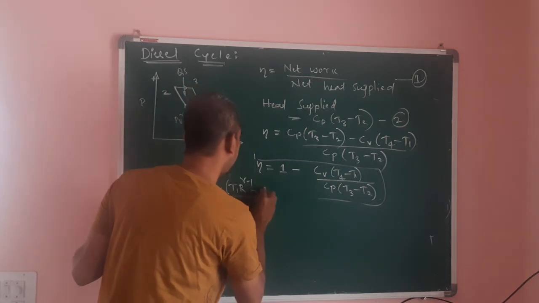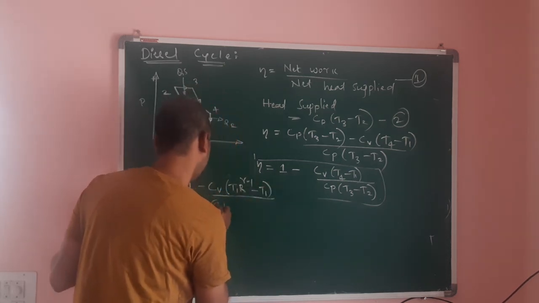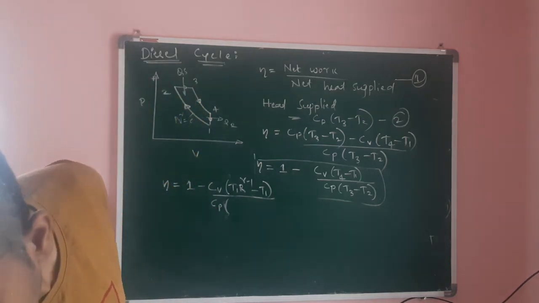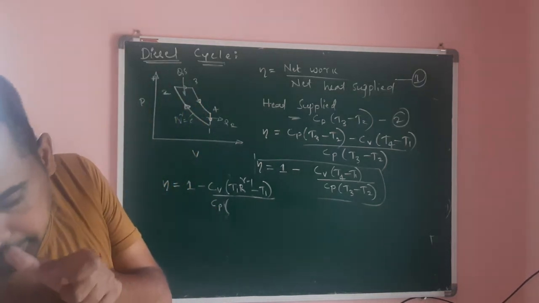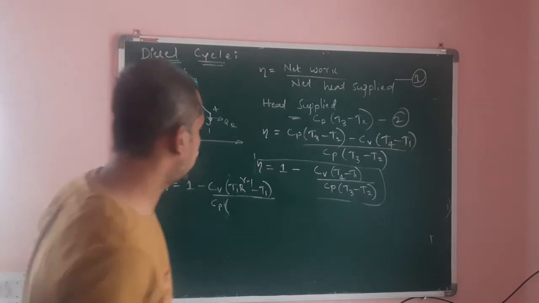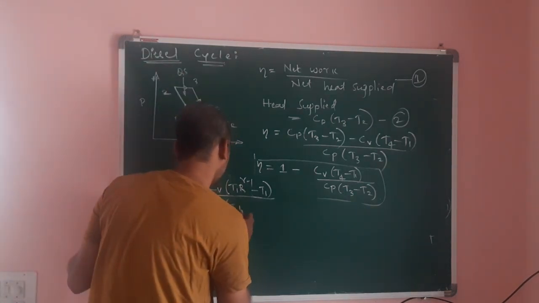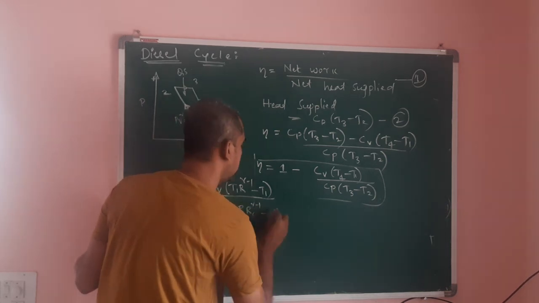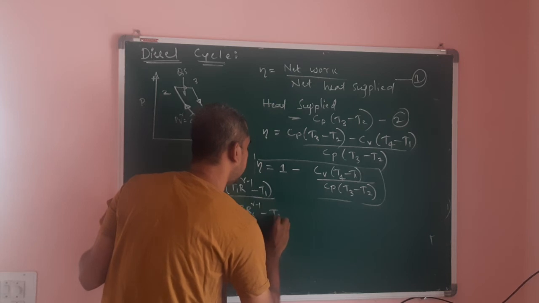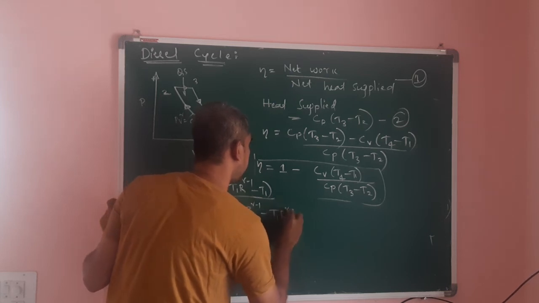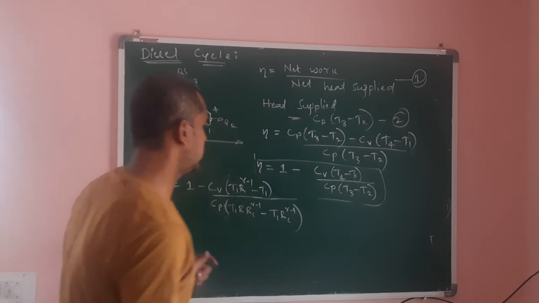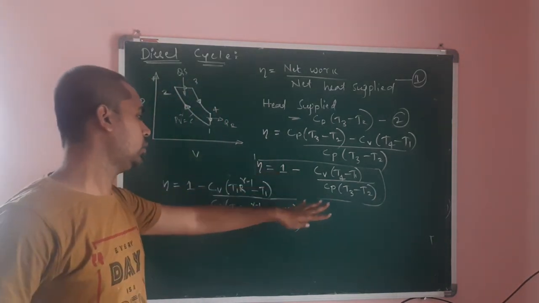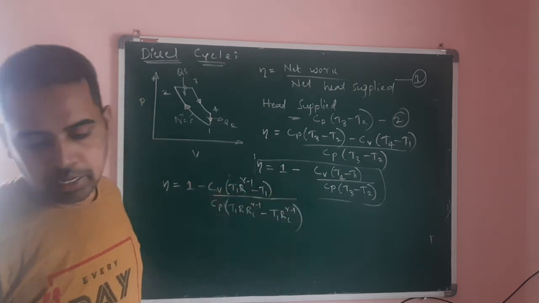Minus T1, divided by Cp into T3 minus T2. T3 also we have calculated: T3 is equal to T1 r rc raised to gamma minus 1, and T2 is equal to T1 into rc raised to gamma minus 1. I have substituted whatever we calculated for T2, T3 and T4 in this equation.